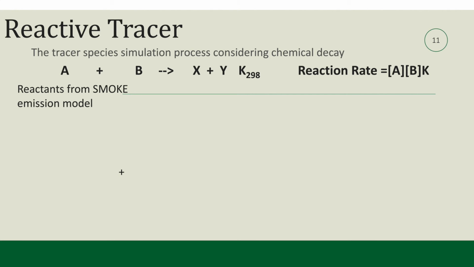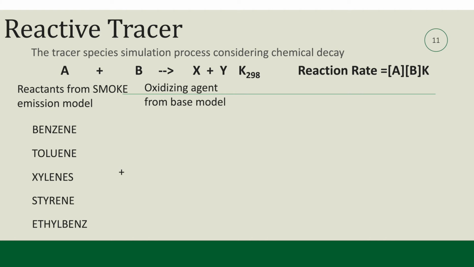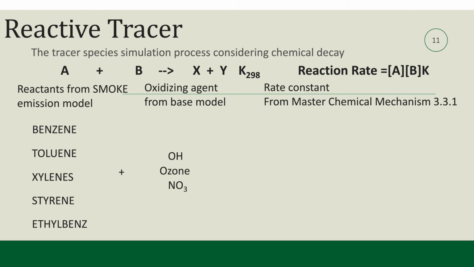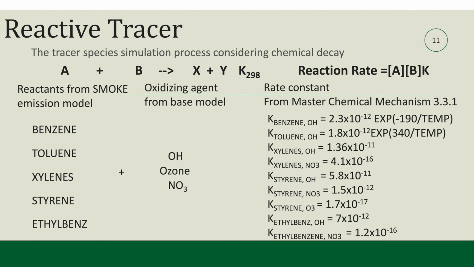So in this study, we get the reactants from the SMOKE emission model. These are 5 HAP species, SBTEX. Then we have the oxidant agents from the base model: OH radical, ozone, and nitrate radical. And then we find the rate constants from the MCM mechanism. Those are the rate constants for each species and their reactions.